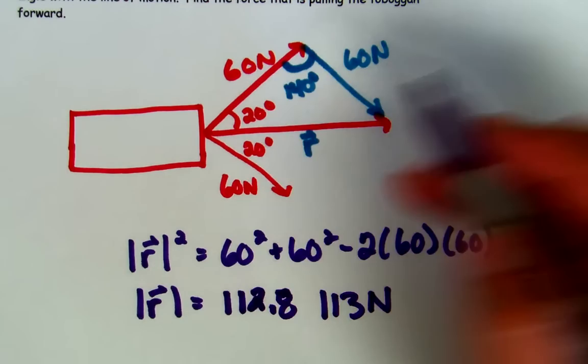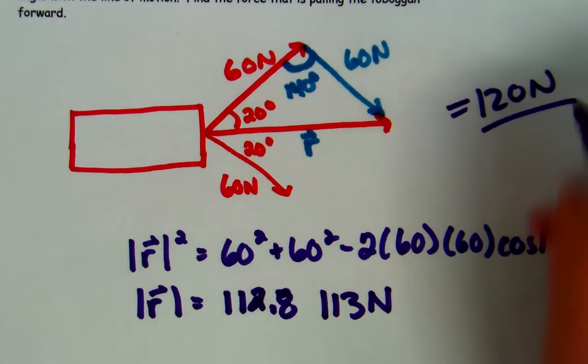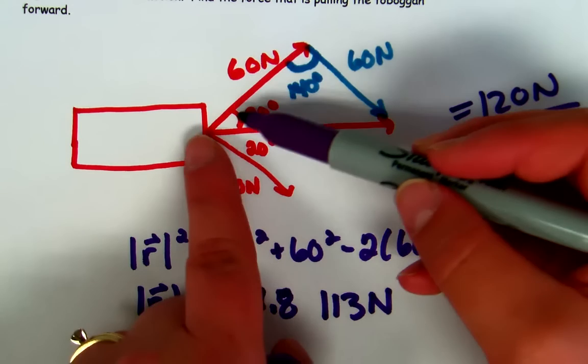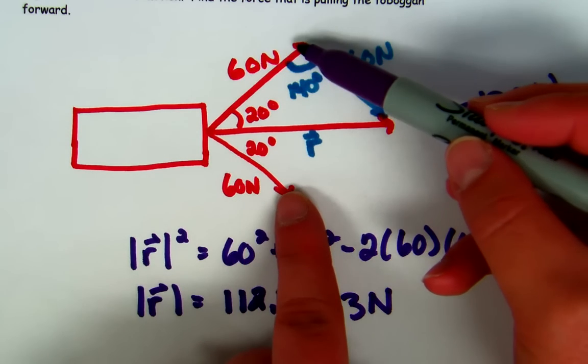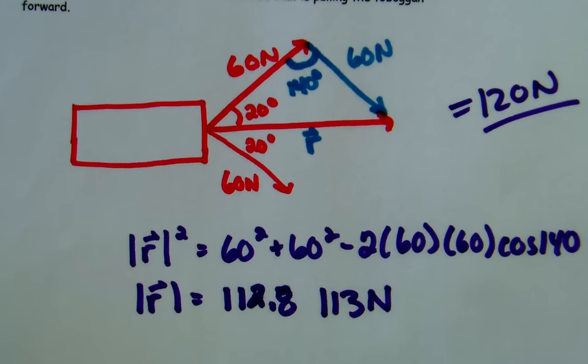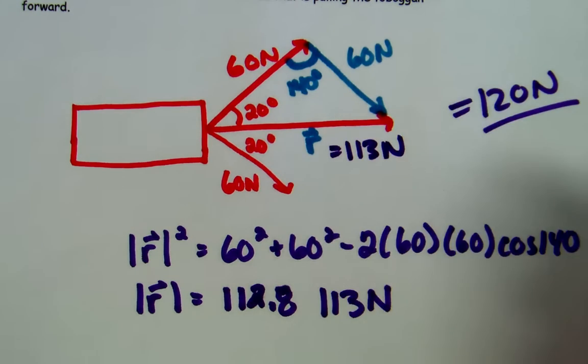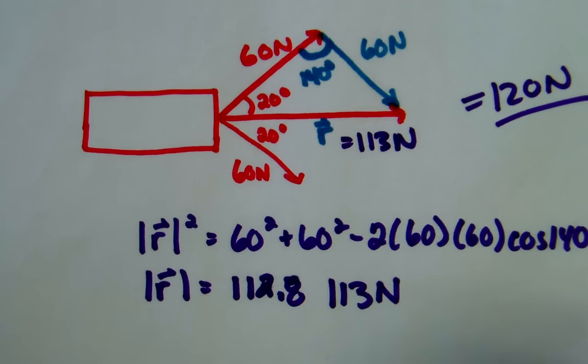Now, the forces together actually equal 120 newtons. But because they're pulling in opposite directions, some of the force is lost working against each other. So that's why our actual force that's moving it forward, which is 113 newtons, is less than our 120.